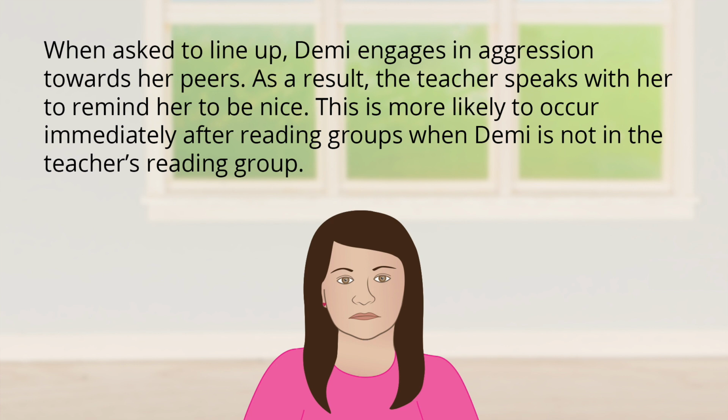Here is Demi's summary statement. Let's break it into separate parts. When Demi is asked to line up, she is aggressive toward her peers. As a result, the teacher speaks with her to remind her to be nice. This is more likely to occur immediately after reading groups, when Demi is not in the teacher's reading group.